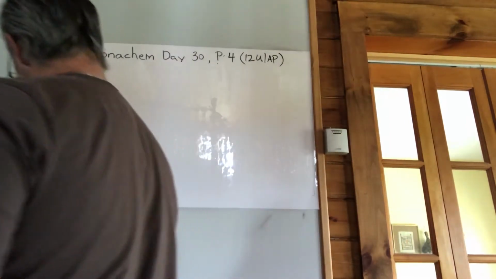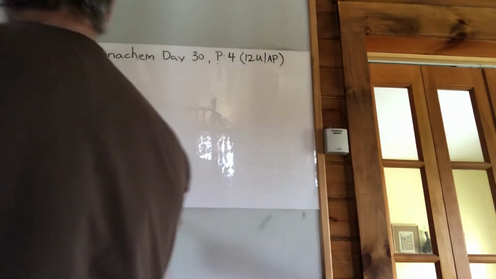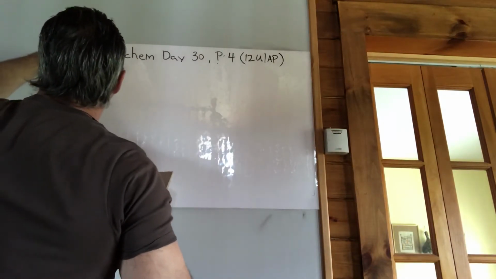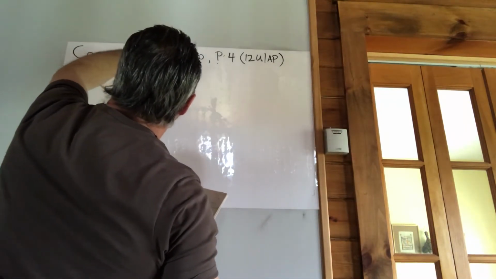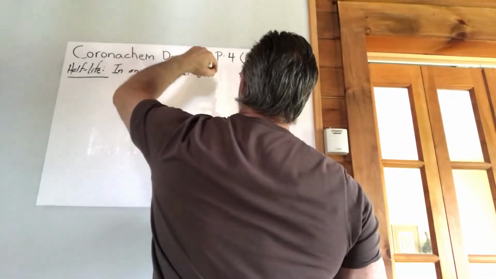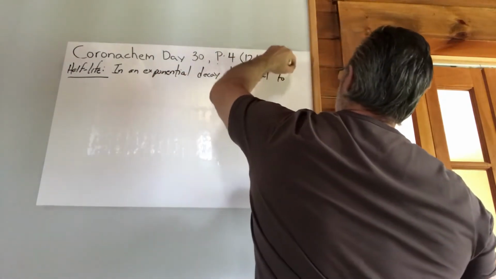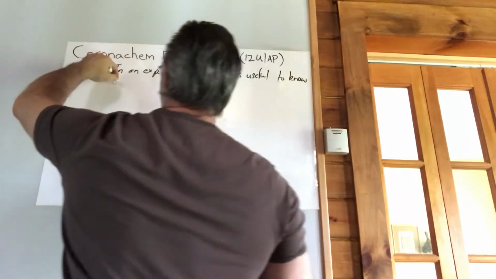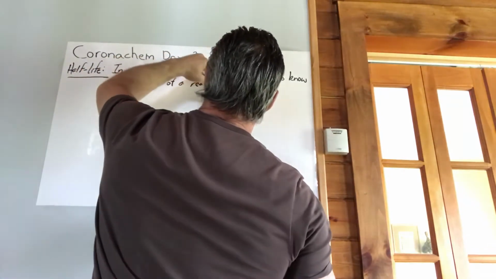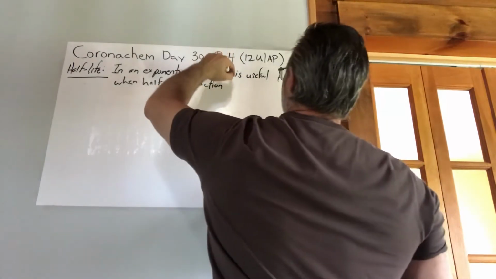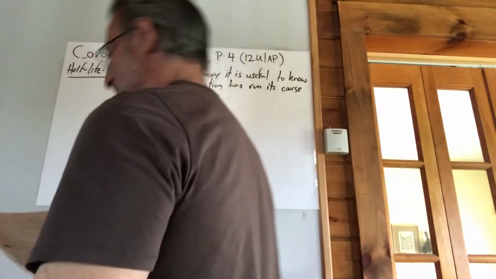Now let's look at half-life. In an exponential decay, it is useful to know when half of a reaction has run its course, meaning half of the reactants have been used up.